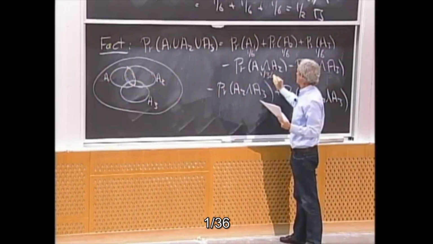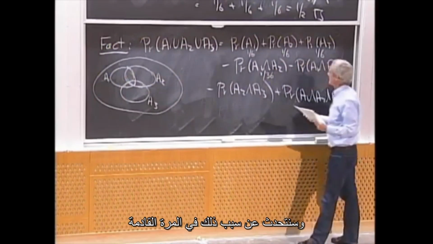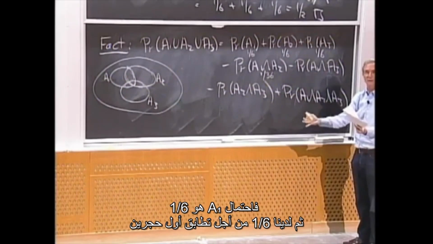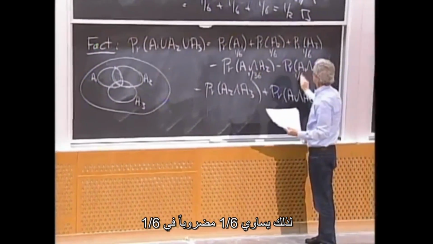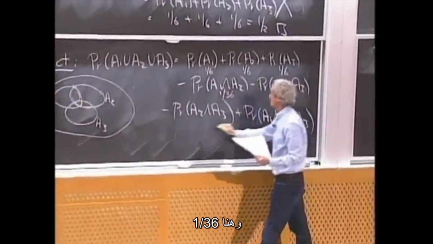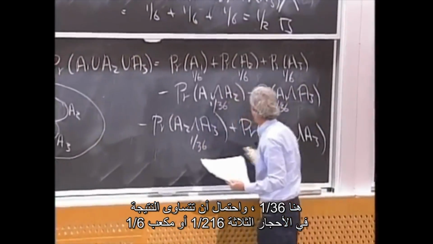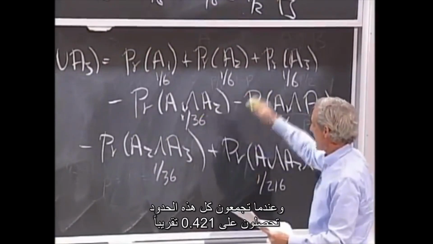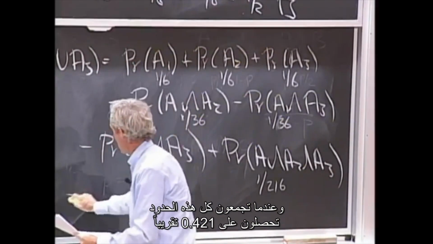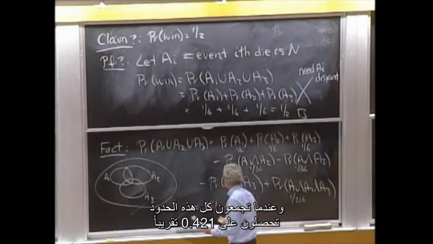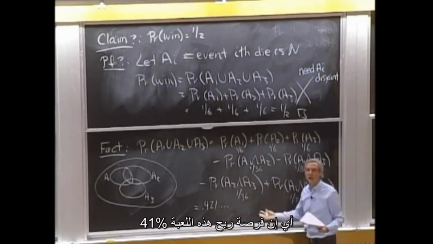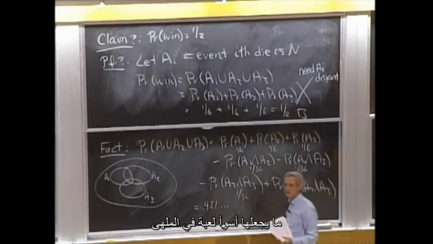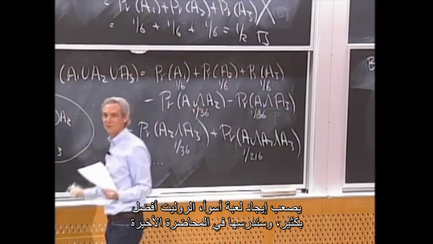We'll talk more about why that is next time, but there's a sixth for A1, then given that a sixth for the second die matching. So it's a sixth times a sixth, which is 1/36. The chance that all three match is 1 in 216, or 6 cubed. So when you add all that up, you get 0.421 and some more. So the chance of winning this game is 41%, which makes it the worst game in the casino. It is hard to find a worse game than this.